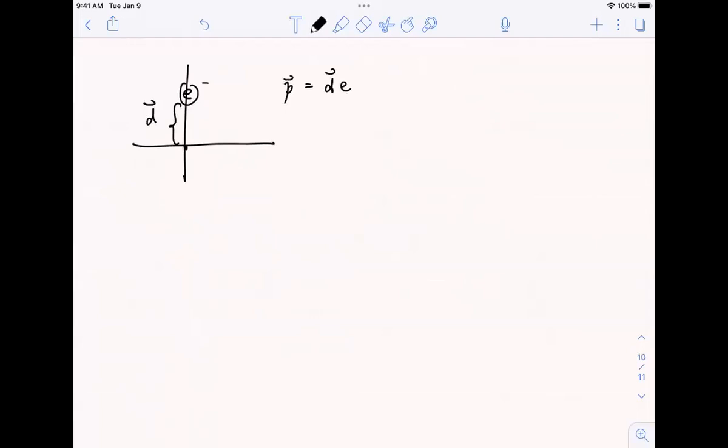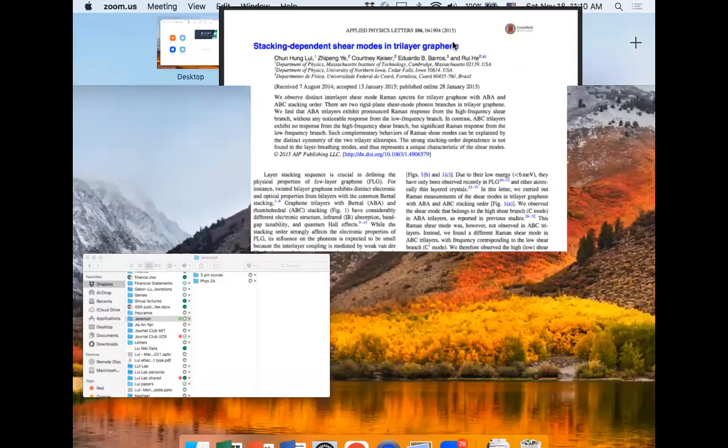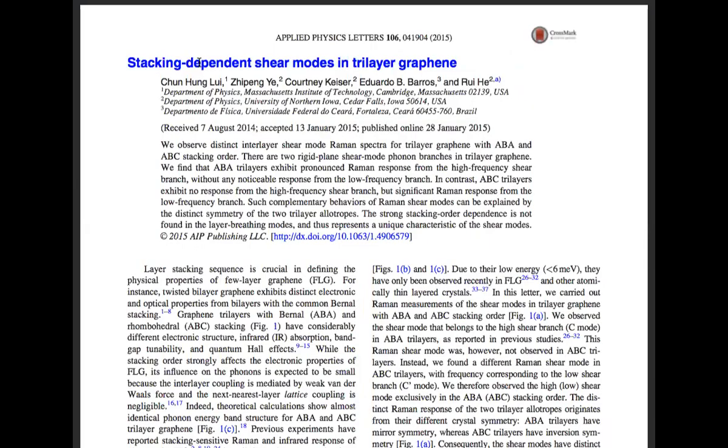Okay, so now let's come to more related to 2D materials. I want to show you how we can apply this to our research. I actually have a paper on that. This paper is the one that I published in 2015. I was a postdoc at that time. I got this paper in Applied Physics Letters. This paper is pretty simple. You don't need very difficult physics to publish a paper. It's also quite elegant. It is on the stacking dependent shear mode in trilayer graphene.